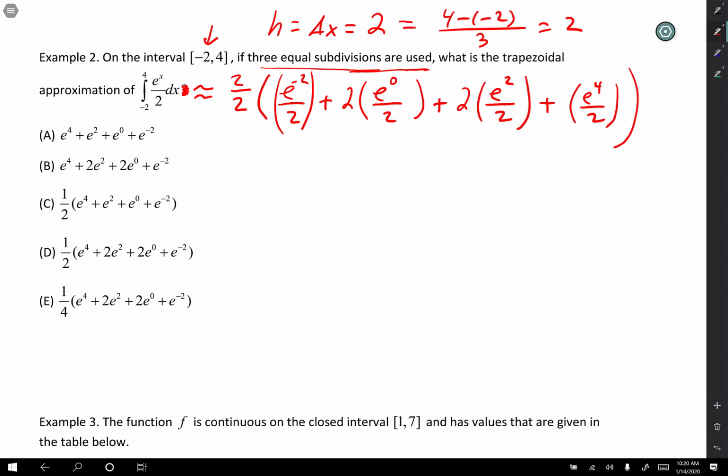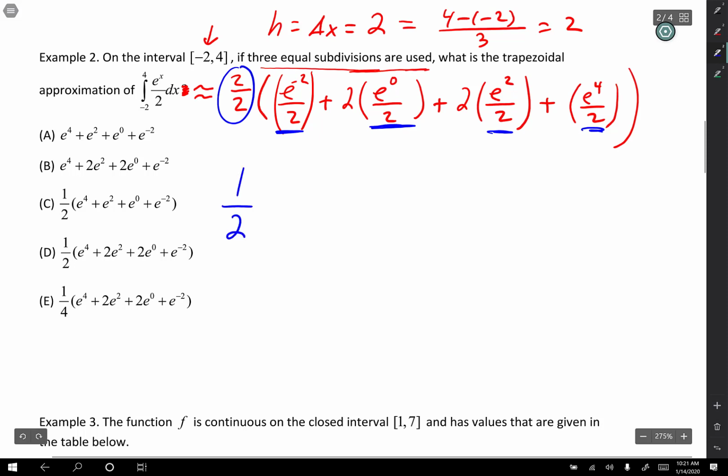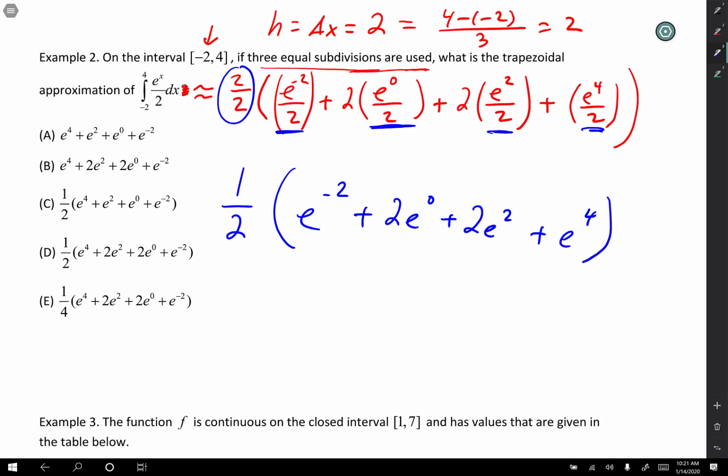What do you notice that each one of these terms has? There's a 2 in the bottom on all of them. Can I factor that out? Yes. Remember, 2 divided by 2 is 1. So here it is. Factor it out: e to the negative 2 plus 2e to the naught plus 2e squared plus e to the 4. Now let's see if that answer is in there. It is. They just wrote it differently.